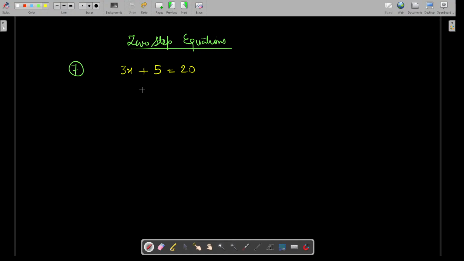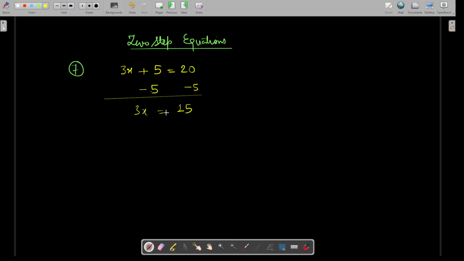Okay, so for that we'll subtract 5 from both sides. We can subtract 5 from the left side to remove it, and to maintain the balance of the equation we are again going to subtract the same thing from the right side. So once we do this, that will make it 3x plus 5 minus 5. So plus 5 minus 5 is 0. So the left side is 3x and the right side is 20 minus 5, which is 15. Now this is the first step, subtracting 5 from both sides.